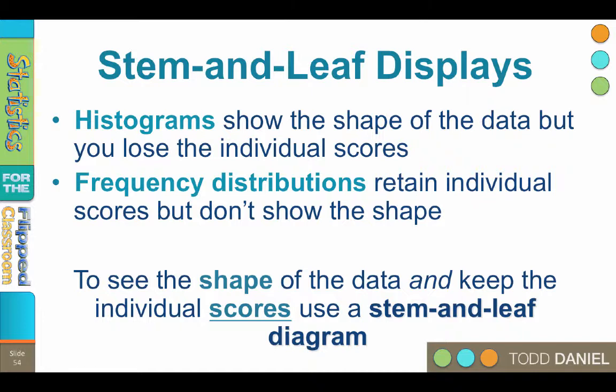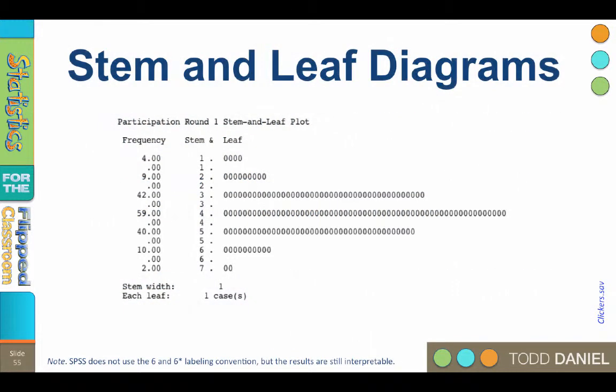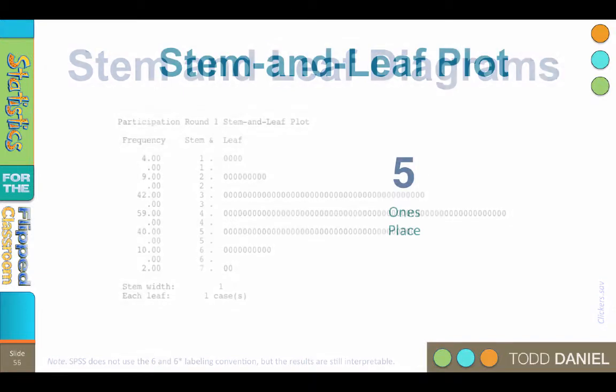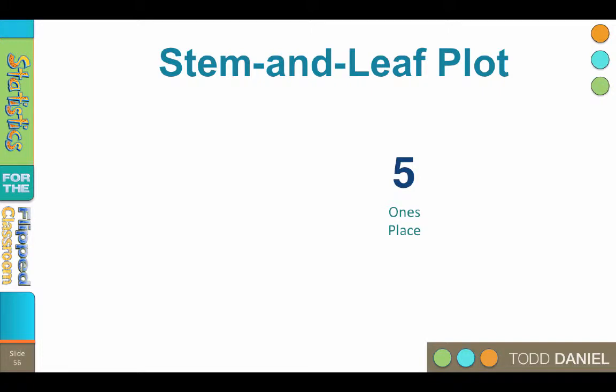A stem and leaf diagram, or stem and leaf plot, looks like this. You can see the shape of the data, and you still have individual values. But in order to understand this, you need to recall one more thing. You probably remember this from first grade math when you were learning about numbers.